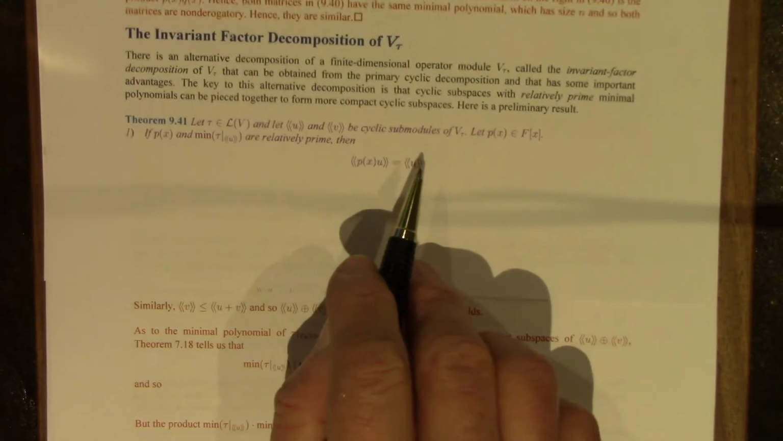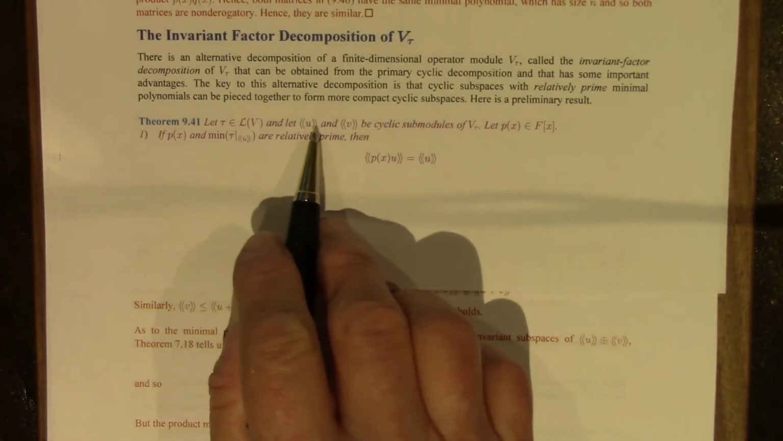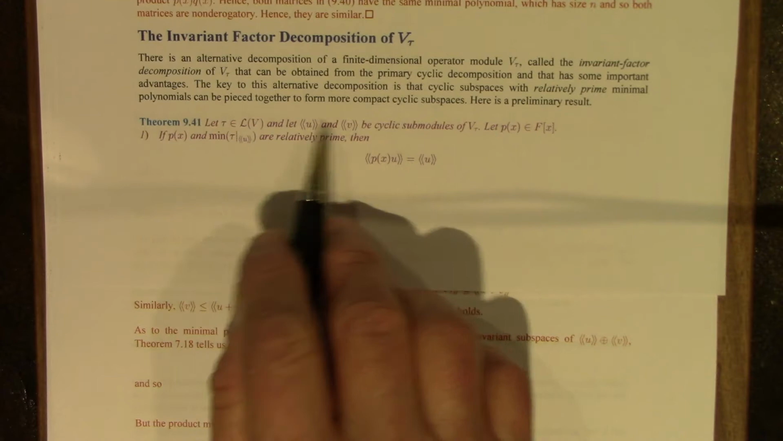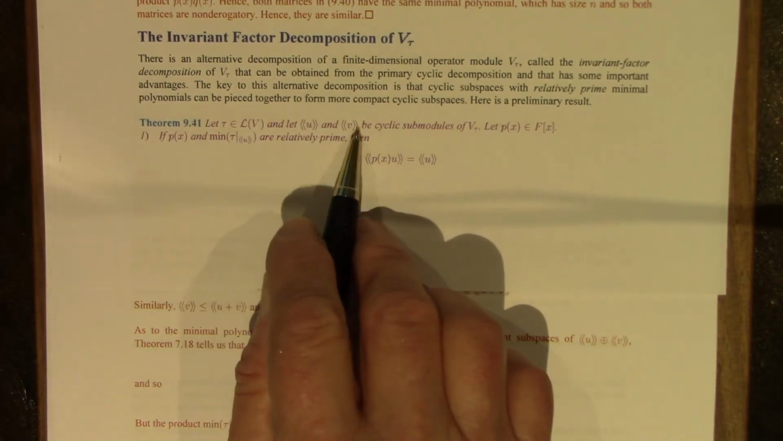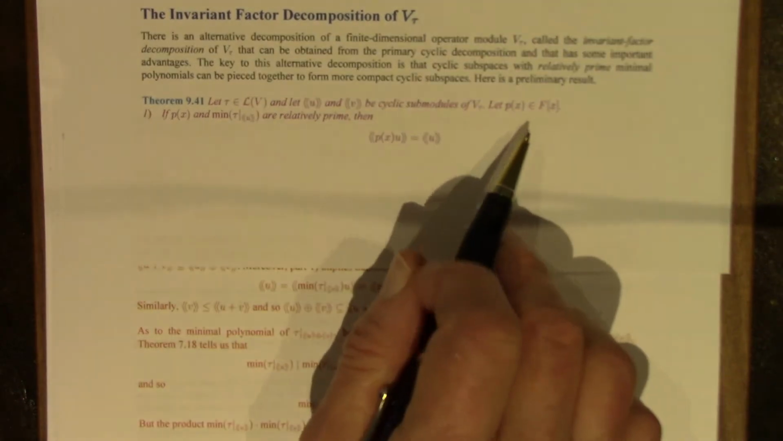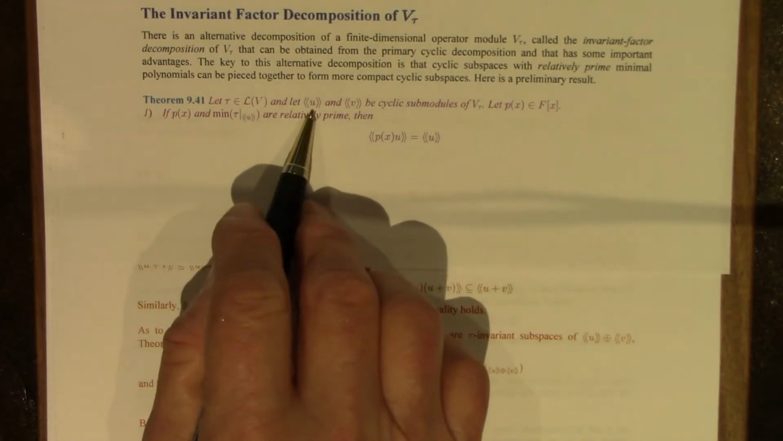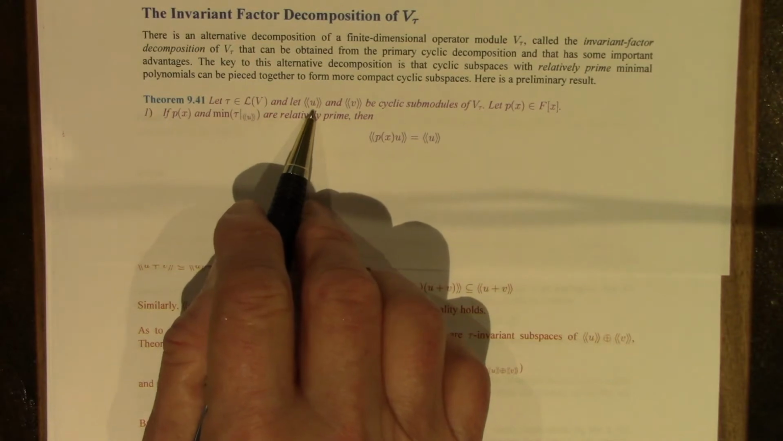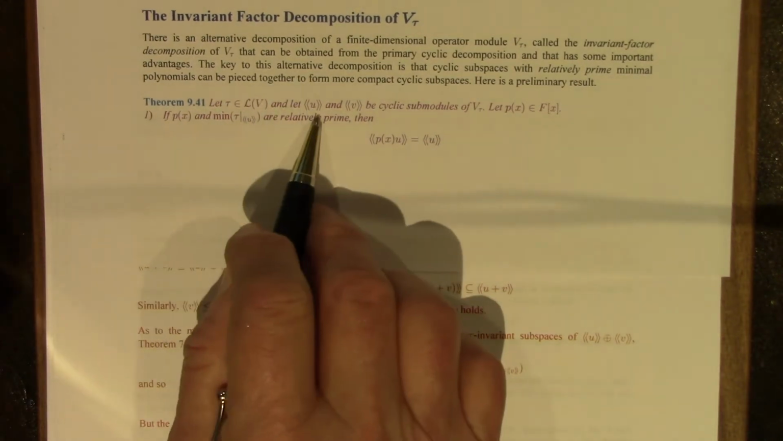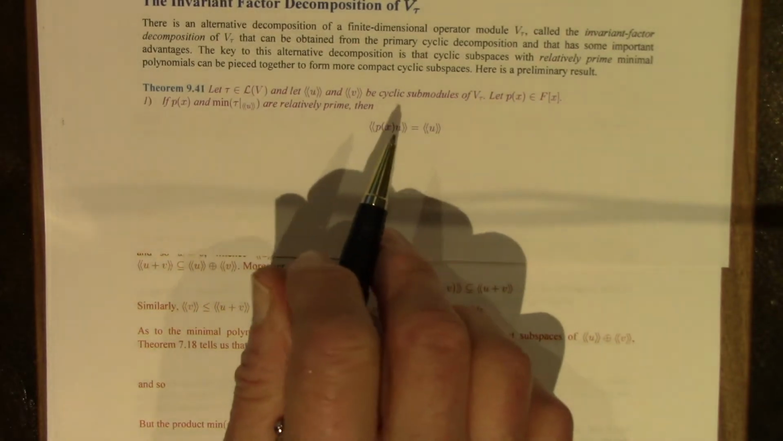To do this, we need a preliminary result. Let tau be a linear operator, and let us have two cyclic submodules generated by u and v. And let p of x be a polynomial. Now, if p of x is relatively prime to the minimal polynomial of the first cyclic submodule here, then we can multiply the generator u by p of x and it still generates. In symbols, we have this.